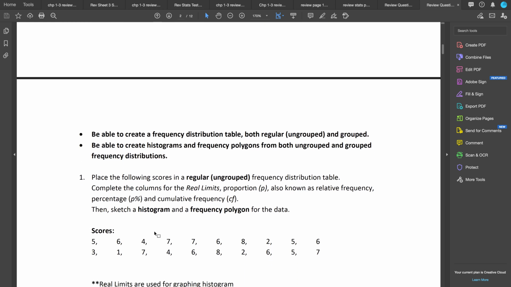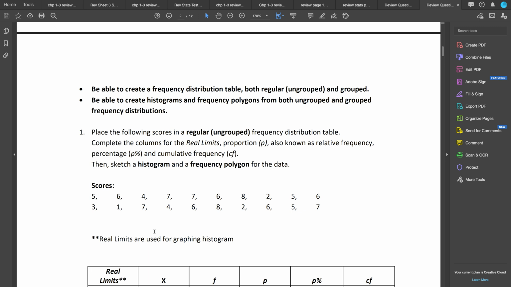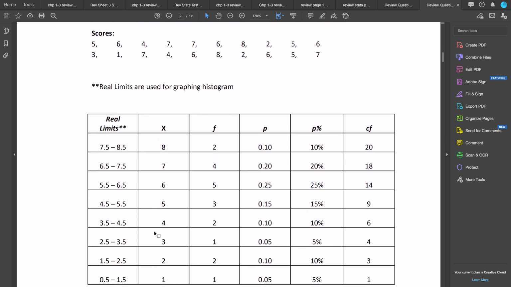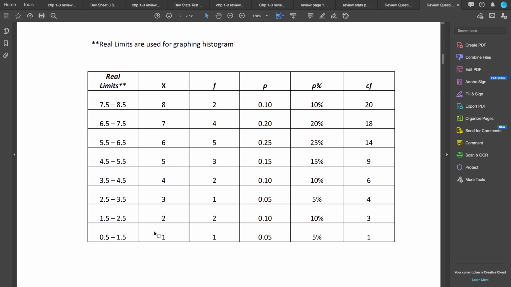The next question is a frequency distribution table, then to sketch a histogram and a frequency polygon. So here are the scores, okay? Real limits really only have to do with the purposes of the histogram. And this is the frequency or the number of each. As far as getting the proportion, that's just a matter of doing the total number of scores.